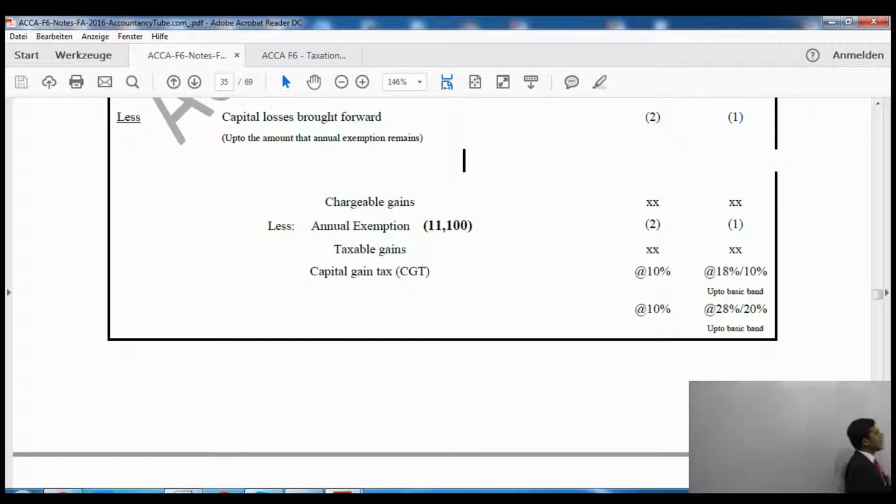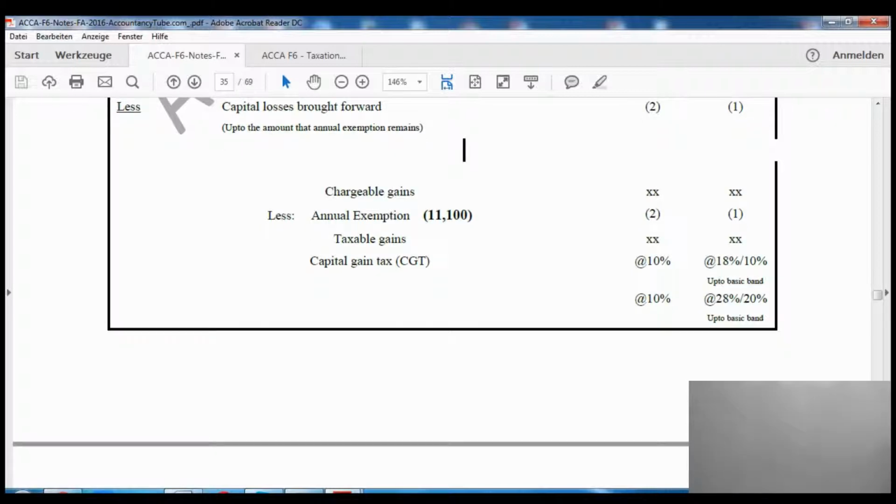Capital losses brought forward, again our first preference is assets not qualifying for entrepreneur relief, then the assets qualifying for entrepreneur relief. And please remember, whenever we are setting off the capital losses brought forward, we will not set off all of them, but we will leave the current year's annual exempt amount, right? So we can set off the capital losses brought forward up to the annual exempt amount limit. So we will leave the capital gains tax annual exempt amount of 11,100. Now as it says in the notes, up to the amount that the annual exemption remains, right?